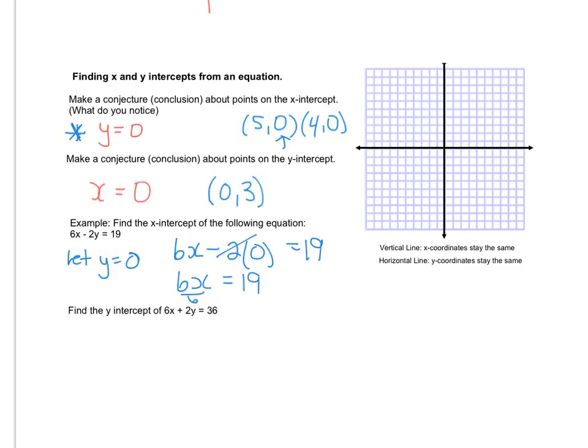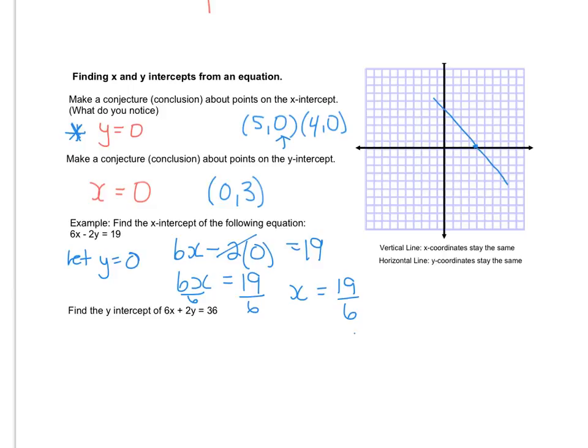Divide each side by 6. So x is going to be equal to 19 over 6, because I can't reduce that. You can also give me a decimal if it's a nice decimal, which it isn't. So you can give me 19 over 6. So that line is going to cross the x-axis at approximately 3.17. So at about here.